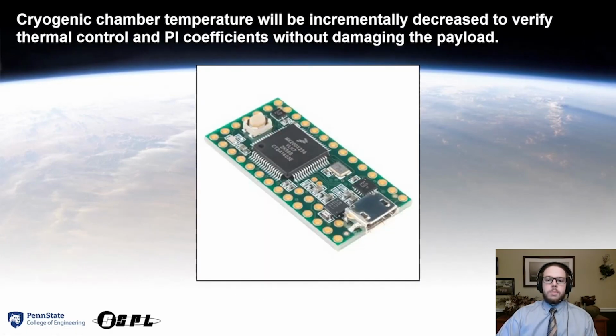During testing, the payload will be placed in the chamber and the pressure will be dropped. Then the temperature will be lowered incrementally to ensure that sensitive components in the system are not damaged in the event of a failure of the thermal system. This will test that the heaters and the coating can maintain the target temperature inside the payload, and it also ensures that the PI coefficients have been calculated correctly so the thermal logic controller can properly regulate the temperature inside the housing.